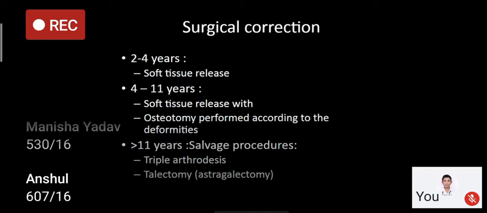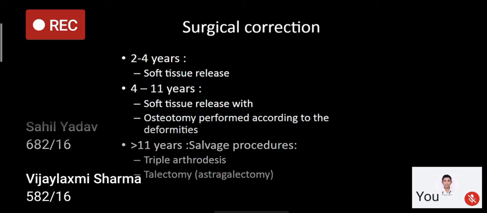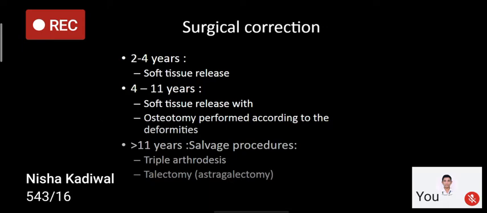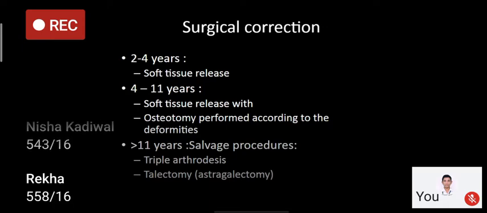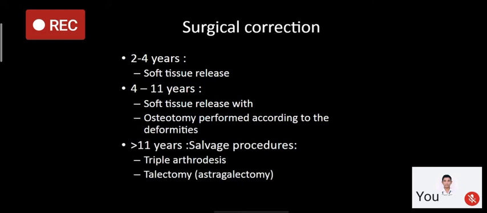The treatment for the first 2 to 4 years is soft tissue release. And if the child is more than 4 years, we have to go for a bony procedure along with the soft tissue release. And if the child is more than 11 years, then we have to go for only bony procedures.